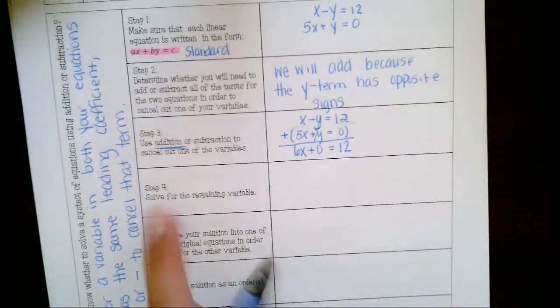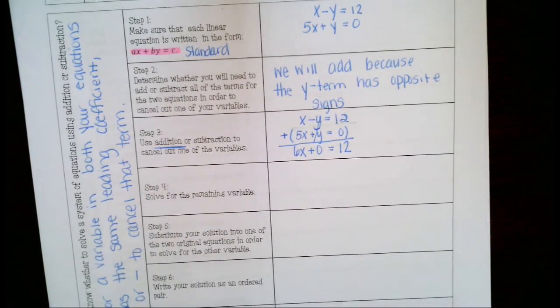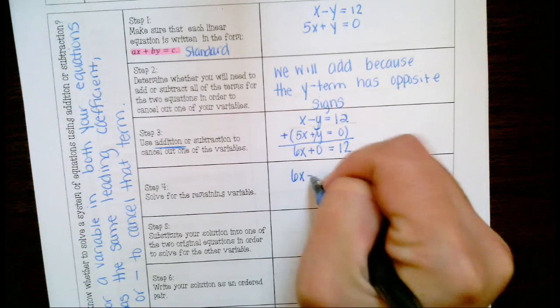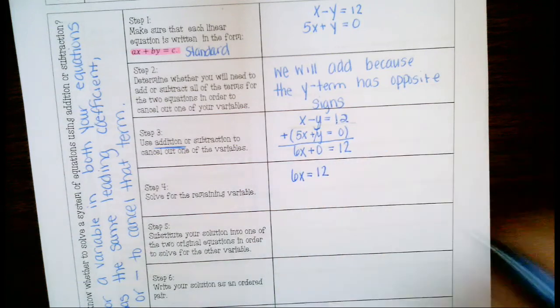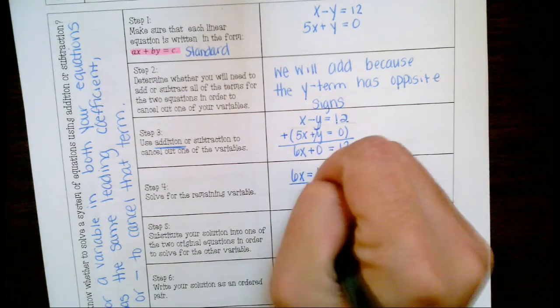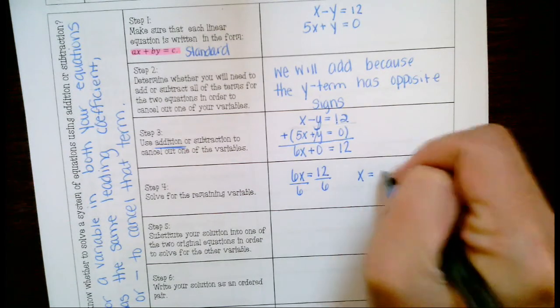I now am left with one variable. I have the remaining variable. I can easily solve for it now. I have 6x equals 12. That is a baby equation. That's a one-step equation. Divide each side by 6, which means x is 2.